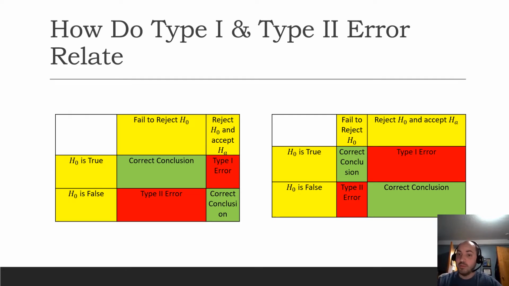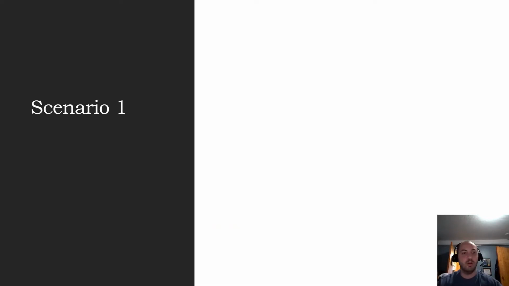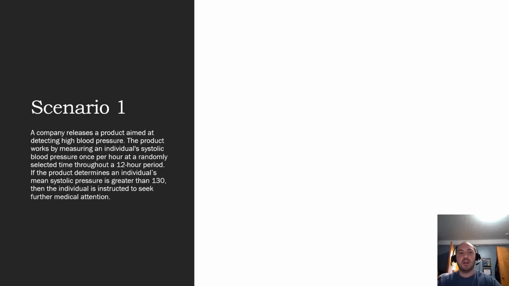So these boxes are kind of nice visuals to see how changing the significance level impacts the possible outcomes we could have. So let's look at some scenarios now. Scenario 1: a company releases a product aimed at detecting high blood pressure. The product works by measuring an individual's systolic blood pressure once per hour at a randomly selected time throughout a 12-hour period. If the product determines that an individual's mean systolic pressure is greater than 130, then the individual is instructed to seek further medical attention, as this may indicate high blood pressure.